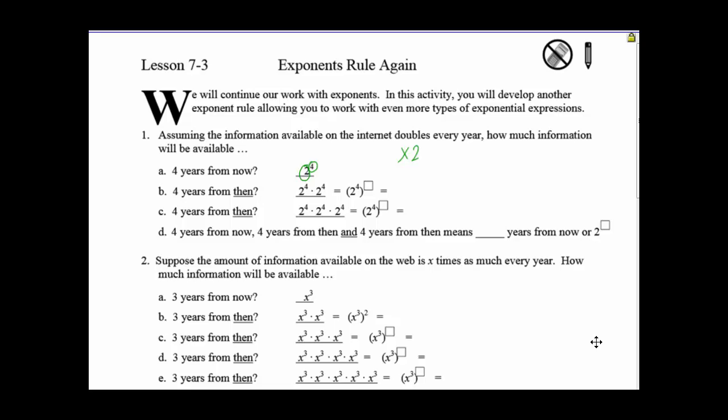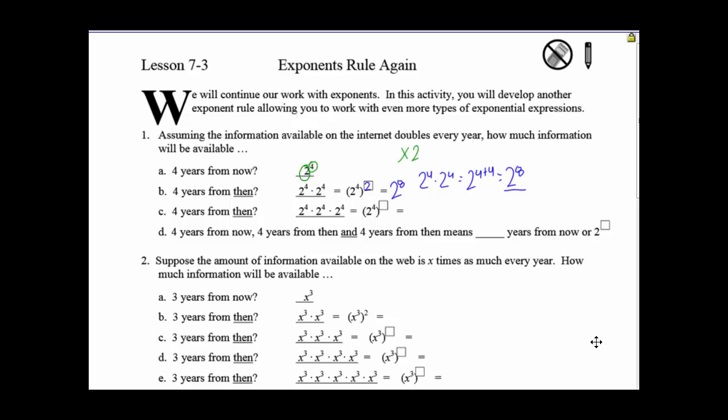If we look at part B, 4 years from then, we're going to have 2 to the 4th times 2 to the 4th. If we think back to what we did in the previous lessons, 2 to the 4th times 2 to the 4th is another way of writing 2 to the 4th plus 4. So what's 2 to the 4th plus 4? We'll have 2 to the 8th. Another way of looking at it, 2 to the 4th times itself, so we can write 2 to the 4th squared. And what did that equal? We said that equals 2 to the 8th.